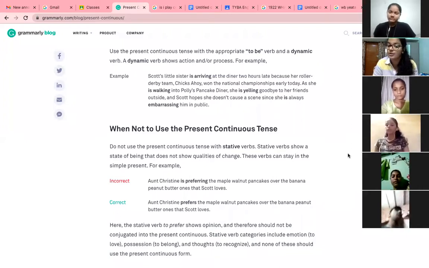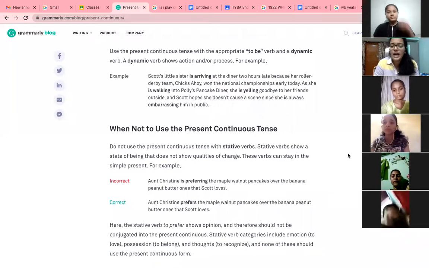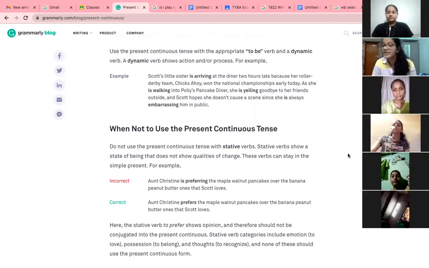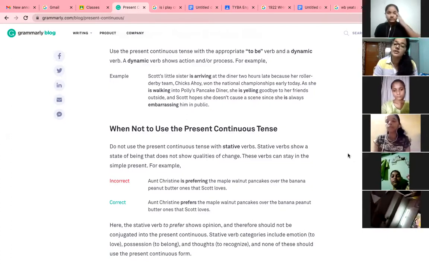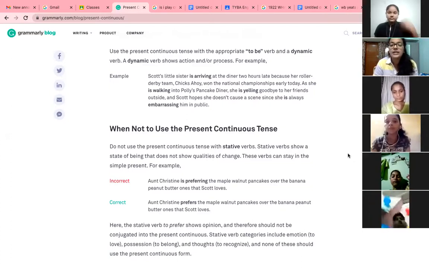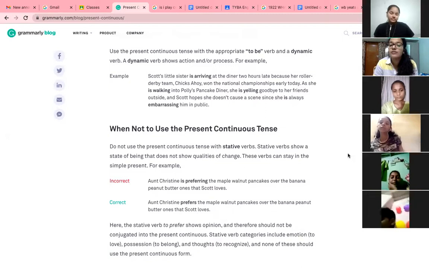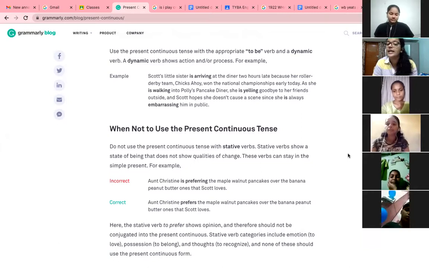Let's see the examples, okay? These verbs can stay in simple present. For example, Aunt Christine is preferring the maple walnut pancakes over the banana peanut butter ones. She's preferring something, okay? The correct way to use that sentence is Aunt Christine prefers the maple walnut pancakes. Here, the stative verb to prefer shows opinion and therefore should not conjugate into present continuous.